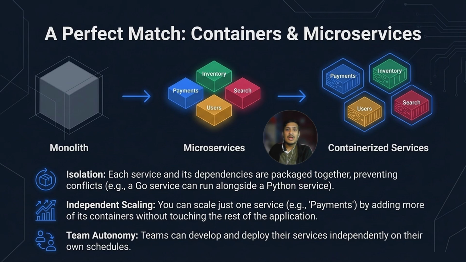Isolation. Each service runs in its own container. This prevents conflicts. A Go service can run alongside a Python service without issue. Independent scaling. You can scale just one service. For example, if payments is busy, you can add more payments containers without touching the rest of the app. Team autonomy. Different teams can develop and deploy their services independently on their own schedules.